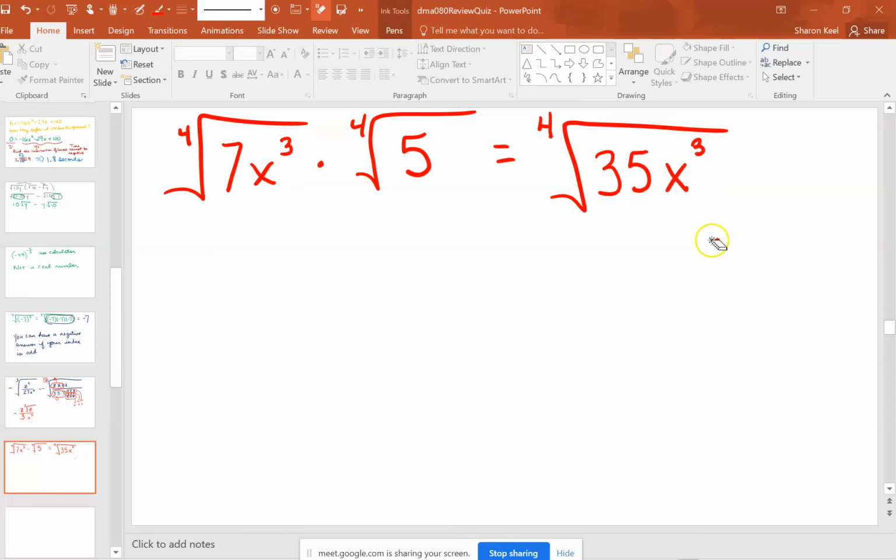For this problem, aren't 7 and 5 both prime numbers? I don't have 4 of the same numeral underneath. I have x to the third. There's only 3 x's. I would have to have 4 for something to come out. So for this problem, I stop. I'm done. That is the answer, the fourth root of 35x to the third.